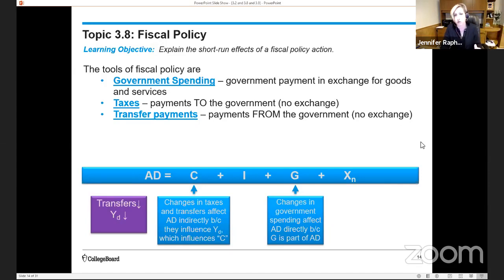If transfers decrease, if there is less transfer of money into the hands of households, then disposable income is going to fall, which causes consumption to fall, which causes aggregate demand to fall. So make sure you're clear on how to explain the short-run effects of fiscal policy by understanding how aggregate demand is calculated and understanding the implications of changes in taxes and spending on the aggregate demand formula, indirectly for taxes and transfers, directly for government spending.